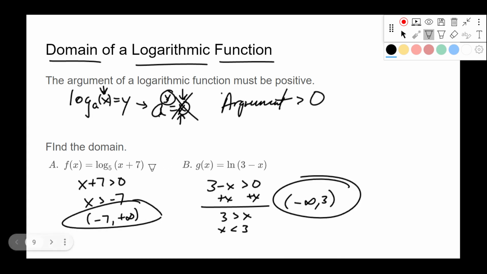And that's it. This is an introduction to logarithmic functions, and we'll be using these throughout the chapter.